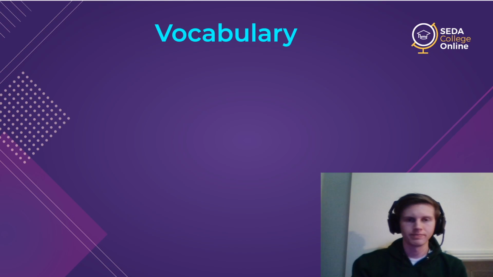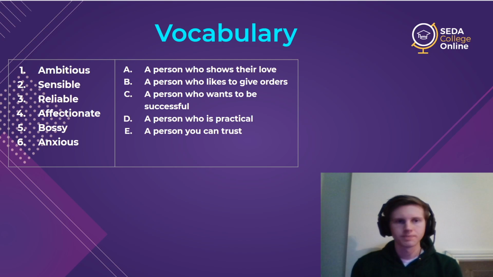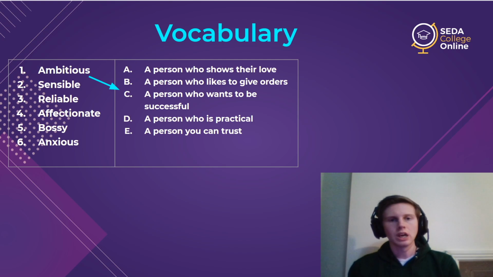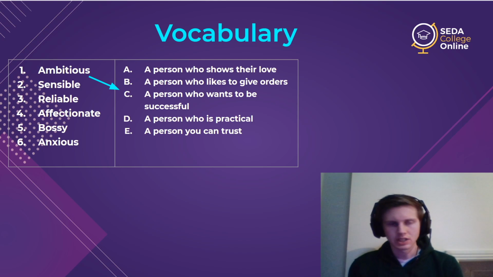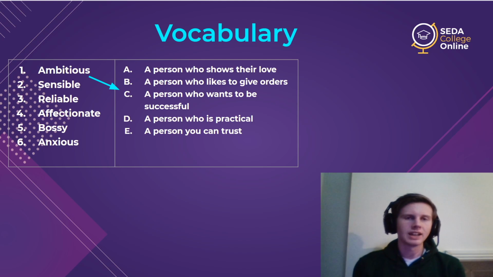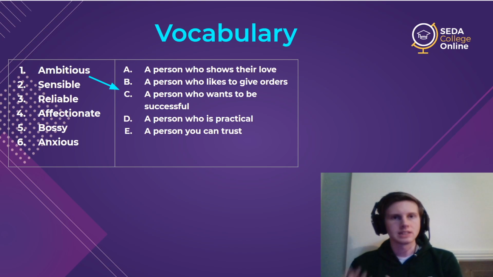You need to match. So for example, the first one we have the words ambitious, sensible, reliable, affectionate, and anxious. All you need to do is match them across. For example, ambitious matches with letter C, a person who wants to be successful. Fun note, ambitious in English is somewhat of a positive idea. An ambitious person is good to have in your company because they will work hard and work to succeed. If you want the negative idea, we say over-ambitious, and that's someone who tries too hard, is kind of crazy for maybe power.